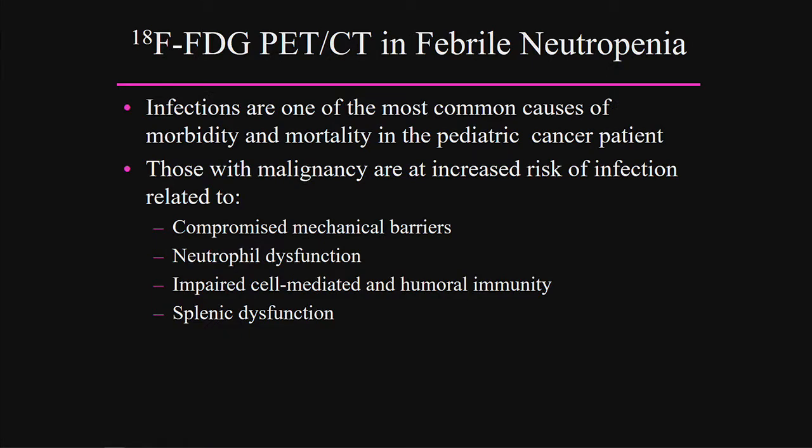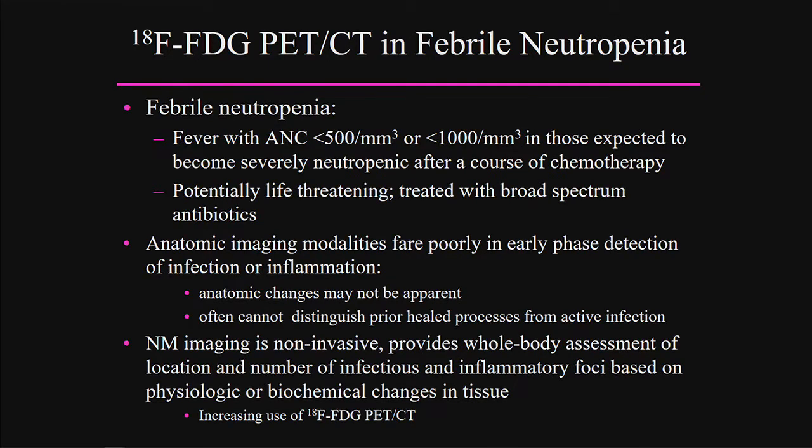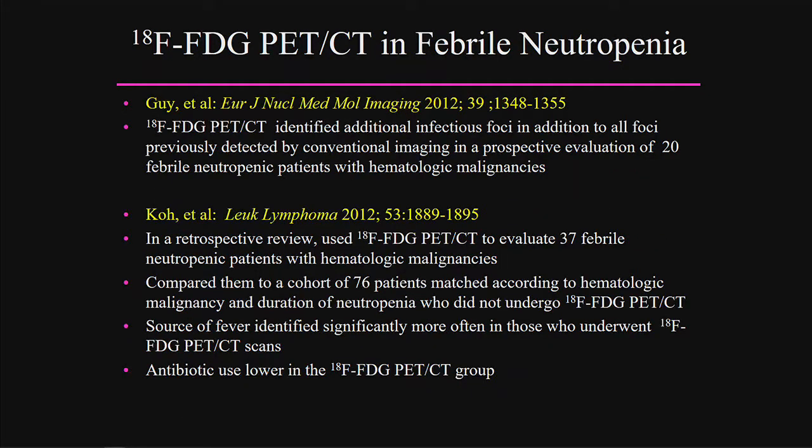What about FDG PET and febrile neutropenia? As you know, infections are one of the most common causes of morbidity and mortality in the pediatric cancer patient. And the absolute neutrophil count is the single most important determinant of patient susceptibility to infection. Febrile neutropenia is defined as a fever with ANC below 500 white cells or below 1,000 in those who are expected to become even more neutropenic after a course of chemotherapy. So let's look at some of the literature on that.